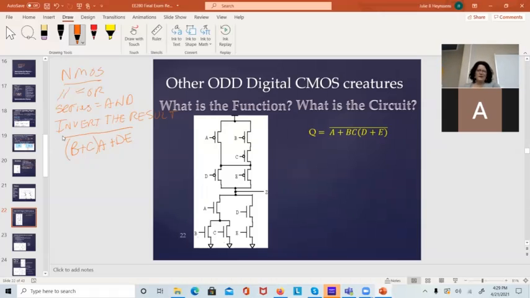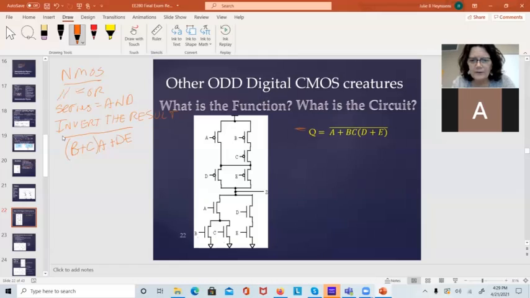I think on exam 2, sorry, I asked you to do a partial circuit and tell me what the function was. On the final, there will be another one of these. Most of you got it right, but some of you didn't, so you get to.